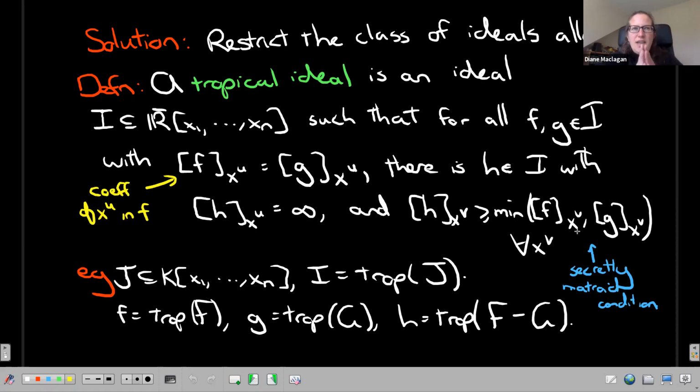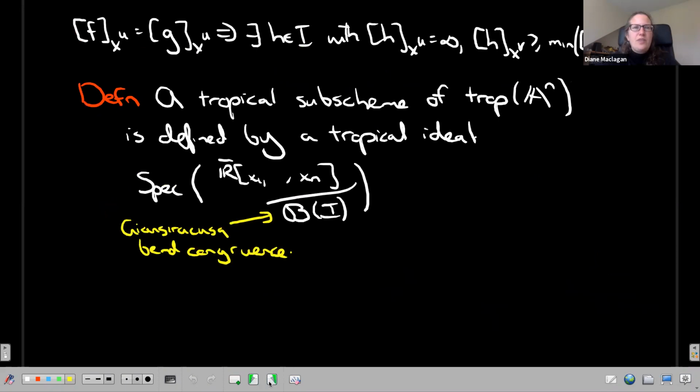But at the moment, what have we done? We've given a definition of a tropical ideal. It's not too hard to come up with examples to show that not every ideal in the semi-ring of tropical polynomials satisfies this condition, but every ideal that arises as the tropicalization of an actual ideal does satisfy it. So we've got a fairly simple way to give an extra condition, and it's artificially putting back subtraction. So that lets us define a tropical subscheme of tropical affine space to be just defined by a tropical ideal.